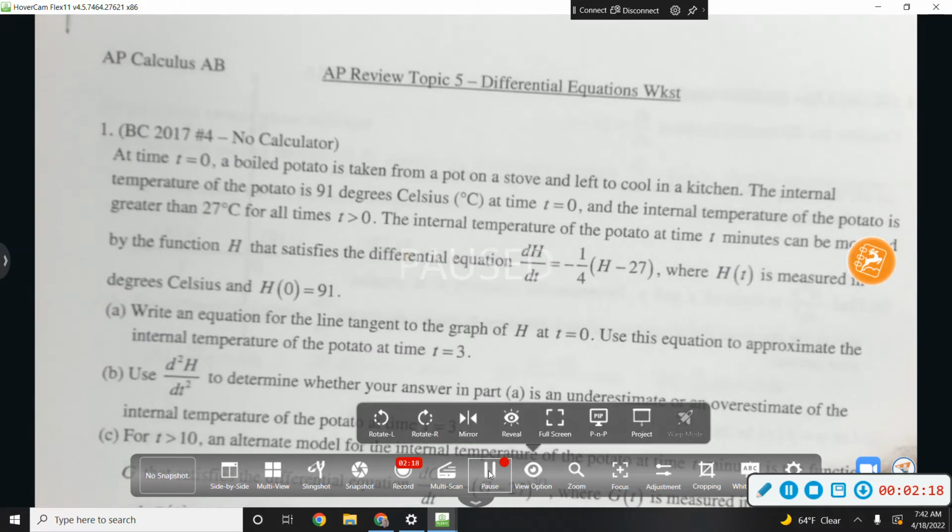Where did my picture-in-picture go? There we go.